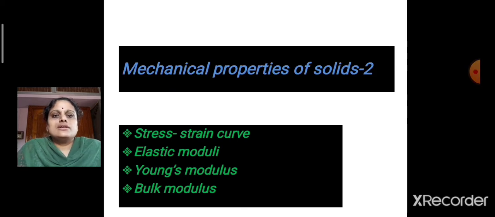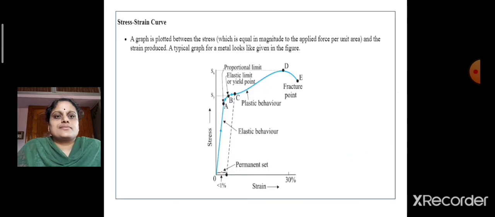In this module, let us discuss the stress-strain curve, elastic moduli, Young's modulus and bulk modulus. Let us first see the stress-strain curve. A graph is plotted between stress and strain, taking strain along the x-axis and stress along the y-axis. The shape of the graph is as shown by the blue curve. You can see the regions OA, AB, BC, CD and DE on the curve.